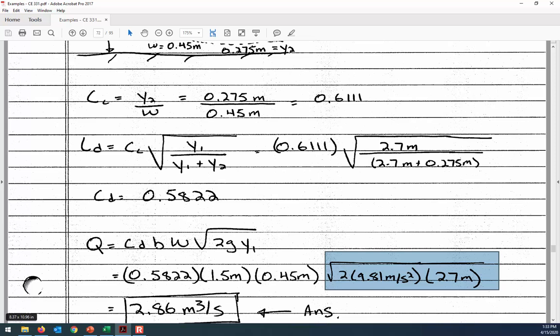So a gate like this exists to give you the control over how much flow is going, for instance, into an irrigation canal. And so we could use this relationship to tell us if we know what flow rate we're trying to get, like if that's too much water, if we only needed 2 cubic meters per second to go into the canal, then we would close the gate down a little bit. So we would change W, and then that would reduce the flow rate if W was less. Any questions on this example?